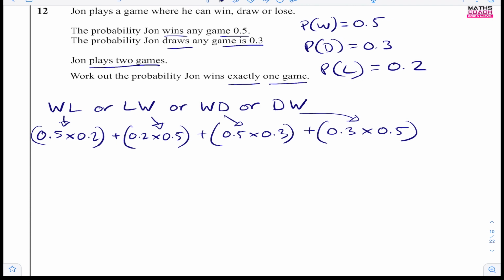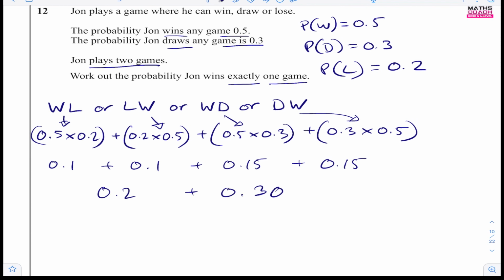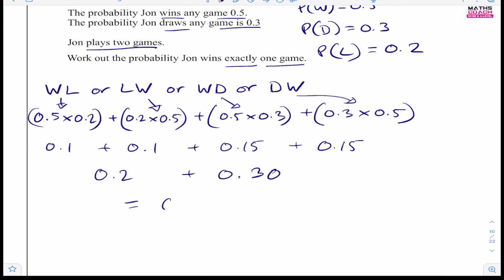Now 0.5 times 0.2 is 0.1. Plus 0.2 times 0.5, again 0.1, plus 0.5 times 0.3 is 0.15, and 0.3 times 0.5 is also 0.15. 0.1 plus 0.1 is 0.2, plus 0.3, and that is a total of 0.5. So the probability that he wins exactly 1 game is 0.5.